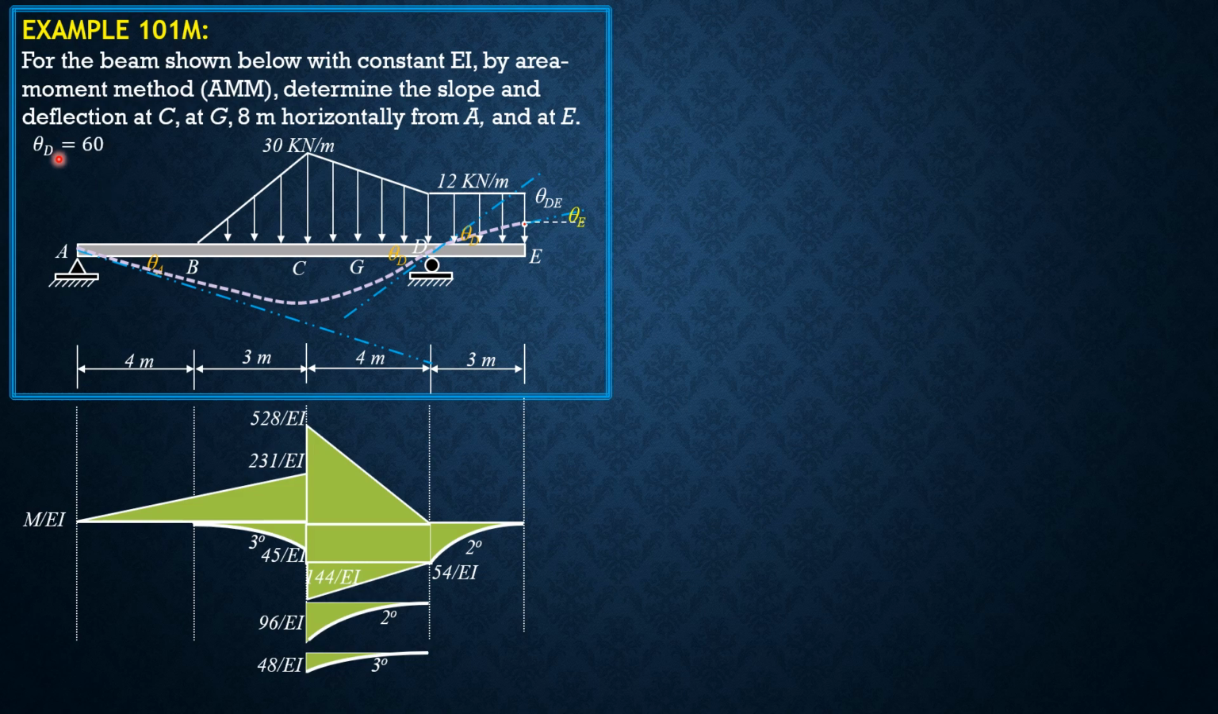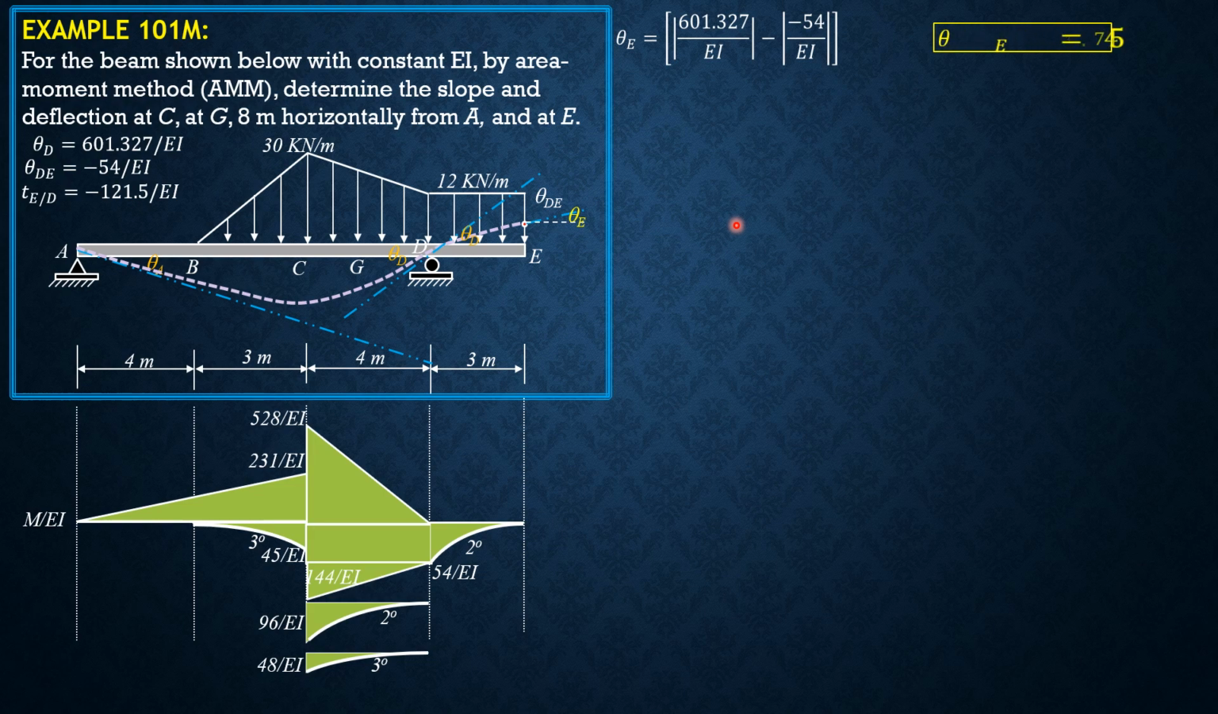So these are the values. Theta D is 601.327 over EI. Then theta DE is negative 54 over EI. And deviation of E relative to D is negative 121.5 over EI. So theta E is absolute value of theta D minus absolute value of theta DE. Therefore, theta E can now be computed. It is equal to 547.327 over EI.